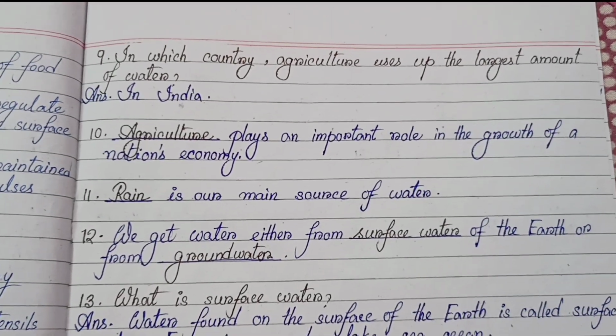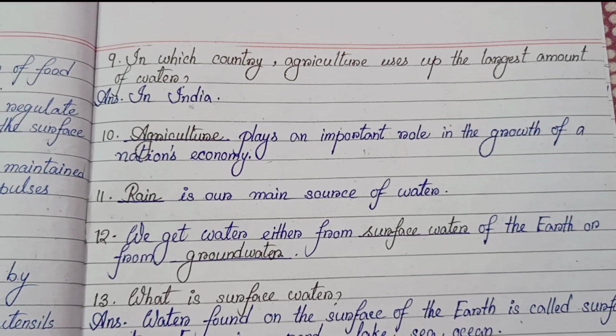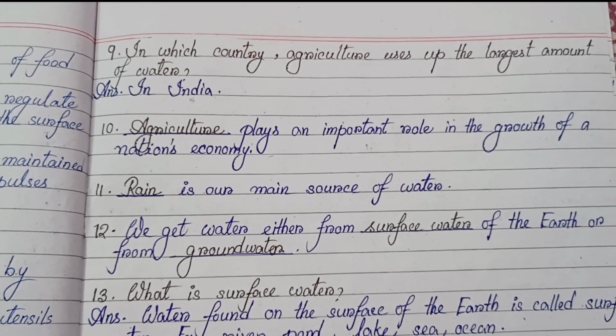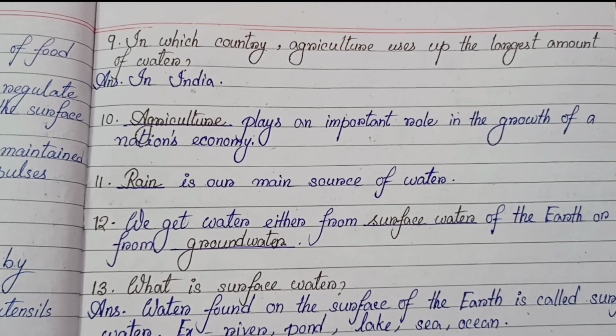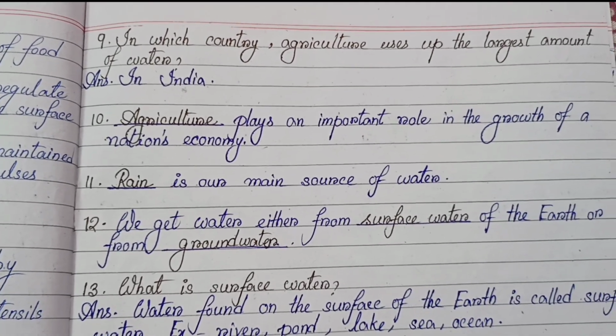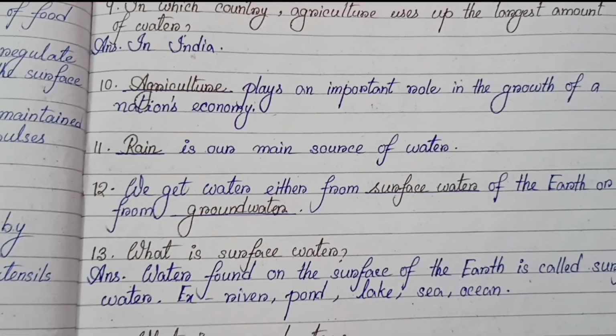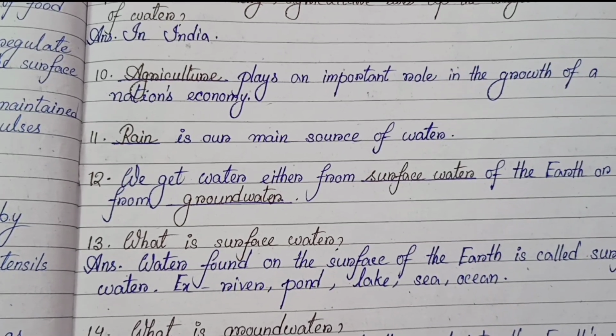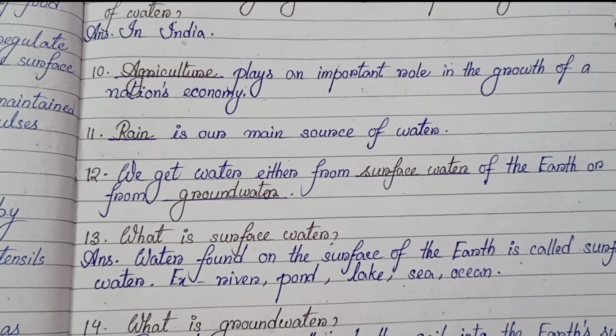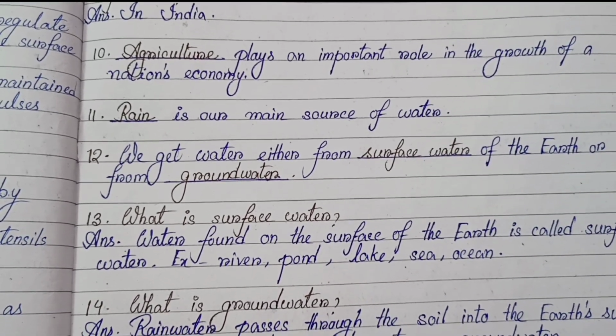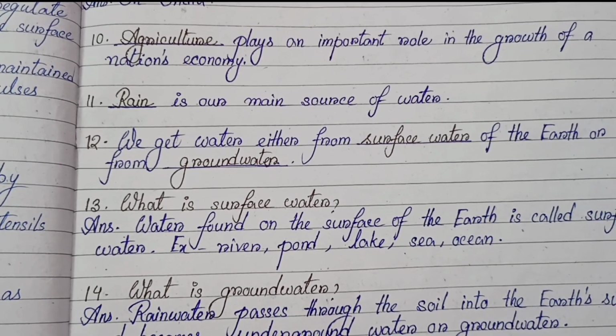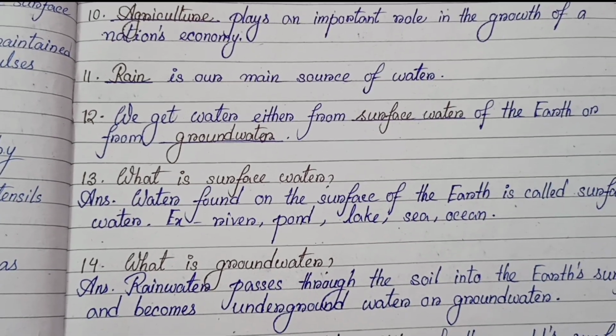Number 9, in which country does agriculture use up the largest amount of water? In India. Number 10, agriculture plays an important role in the growth of a nation's economy. Number 11, rain is our main source of water. Number 12, we get water either from surface water of the earth or from groundwater.